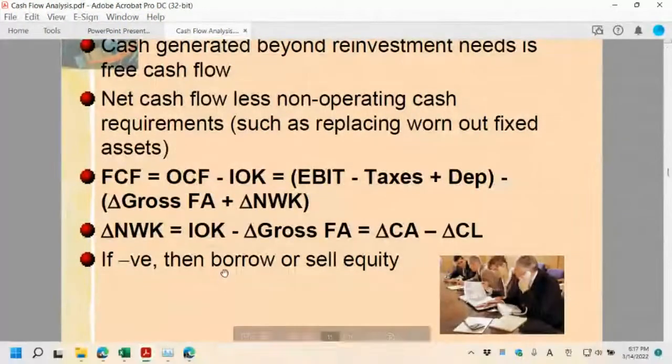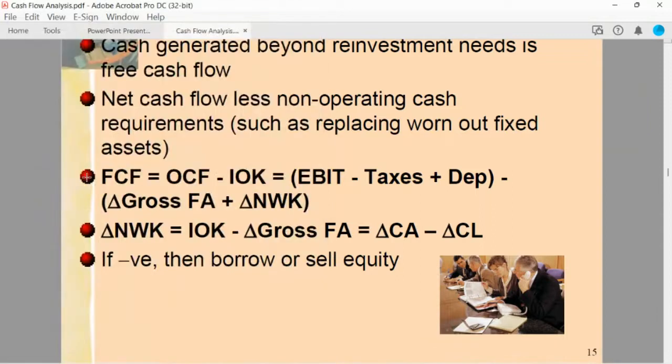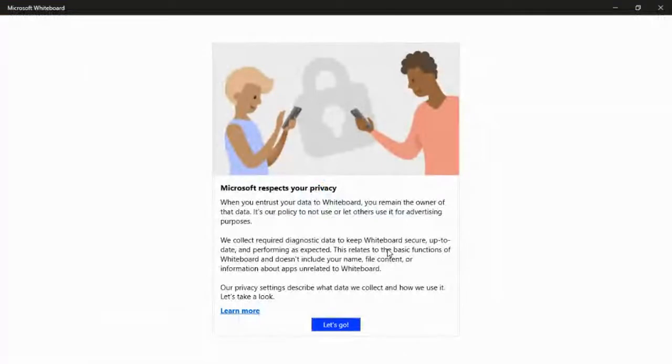So the bottom line, the ultimate conclusion of the balance sheet and income statement analysis is free cash flow, right? But fundamental analysis is more than just the balance sheet.